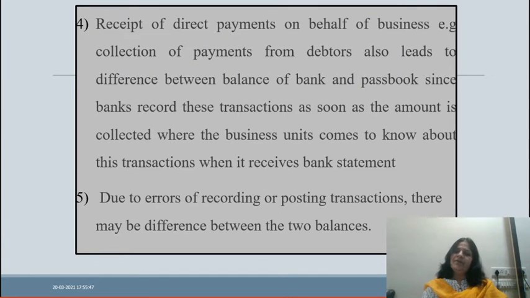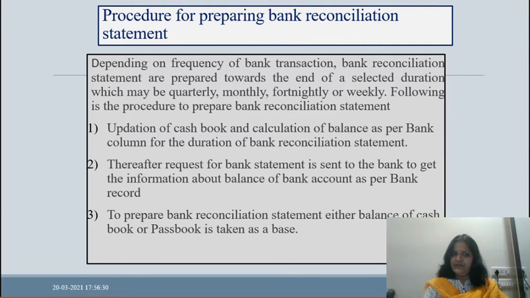Receipt of direct payment on behalf of business, that is collection of payment from debtors, also leads to difference between balance of bank and passbook, since the bank records these transactions as soon as the amount is collected, whereas the business unit comes to know about this transaction when it receives bank statement. Due to errors of recording or posting transactions, there may be difference between the two balances. So these are the reasons for differences between the bank balance as per passbook and as per bank book.